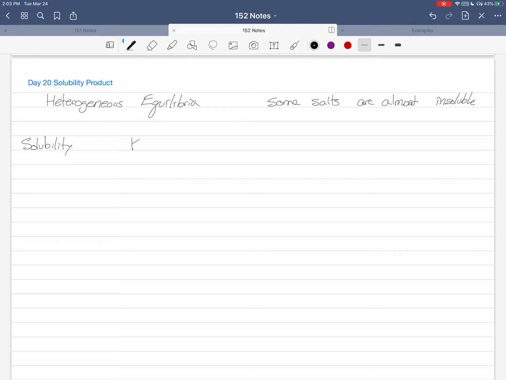So let's look at KOH, potassium hydroxide, sodium chloride, and calcium carbonate. So now, this is for every 1,000 grams of water. So in 1,000 grams of water, my question to you is, how much will dissolve?